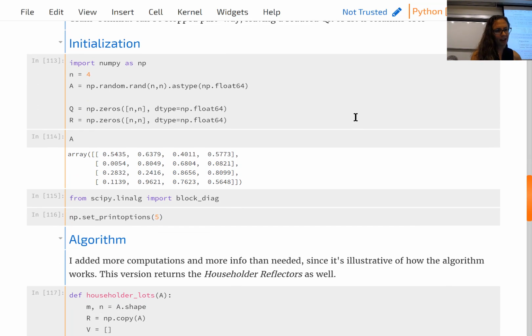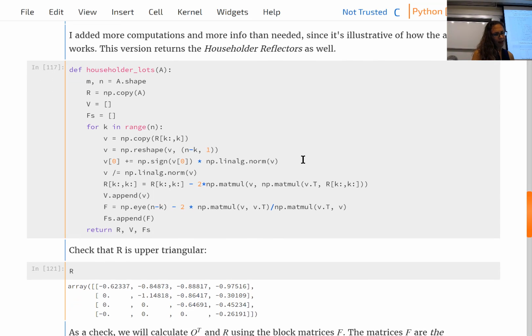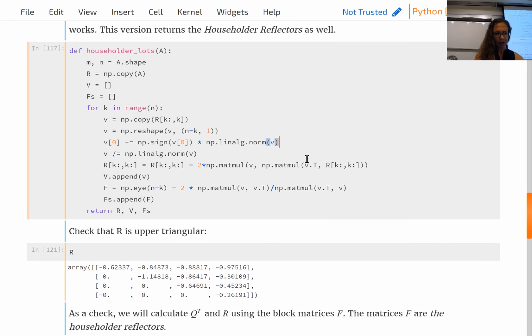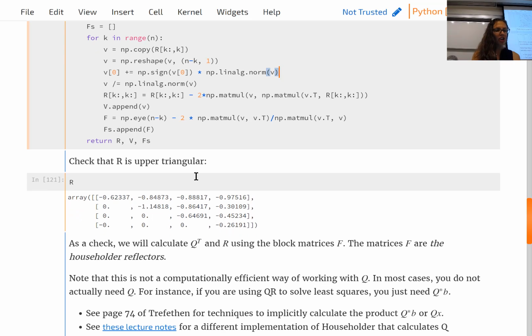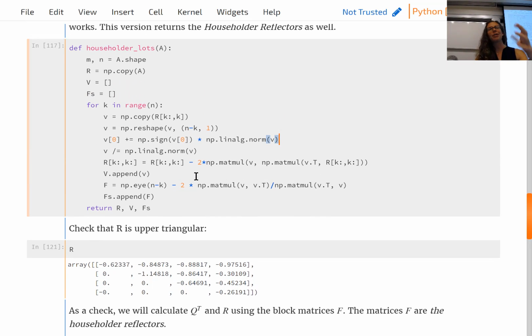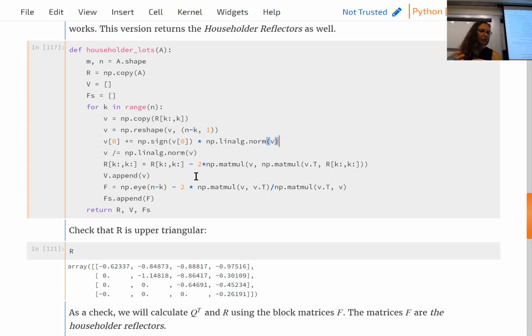I think Householder is a lot harder to think about conceptually. We're not going to get into the details of the algorithm. There's also this concept called Householder reflectors. Let me see where I put my stylus.